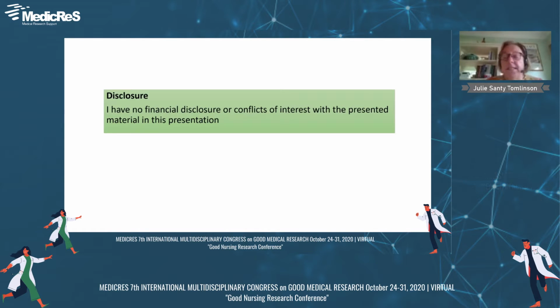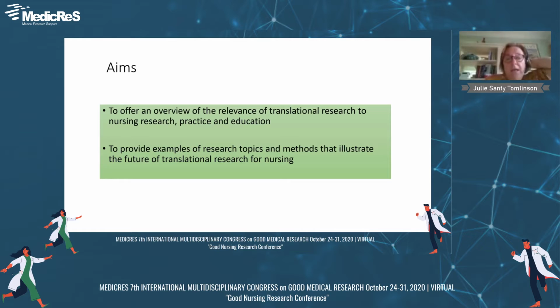So, quick disclosure slide. Just to give you a bit of an overview of what I'm going to talk to you about today, I want to offer you an overview of the relevance of translational research for nursing research, practice and education. This is quite a large topic, so what I think I'm going to do, to make it come alive for people, is to talk about some examples of research topics and methods that go with them that illustrate the future of translational research for nursing. And in doing that, I'm going to talk a little bit about the way things have developed in the past as well. So I hope that's going to be okay for everyone.